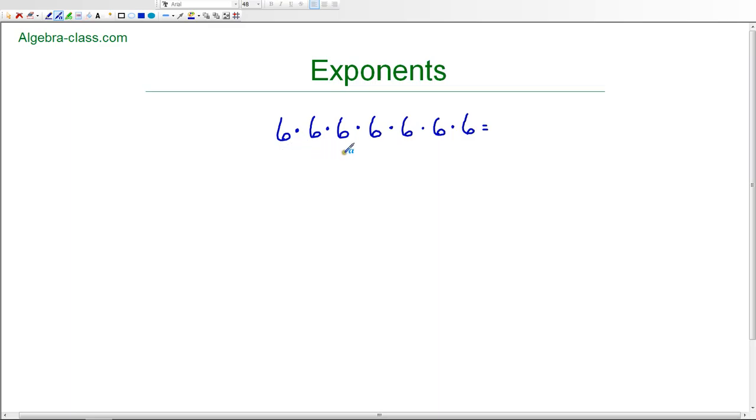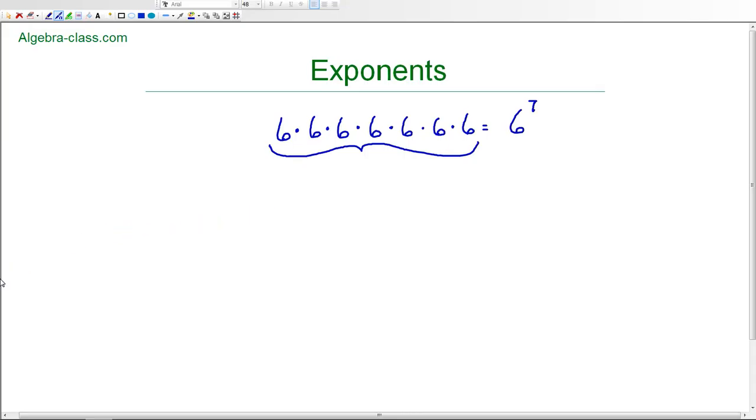So instead of writing all these 6's out, I know that my base is 6, and then I can figure out how many times I am multiplying that 6 by itself. 1, 2, 3, 4, 5, 6, 7. So a quicker, easier way to write this expression is to write it with the exponent of 7. So 6 times 6 times 6 times 6 times 6 times 6 times 6 is equal to 6 to the 7th power. Okay, so that's just a way to show you how to go back and forth between the two forms, the expanded form and the power form using the exponent.